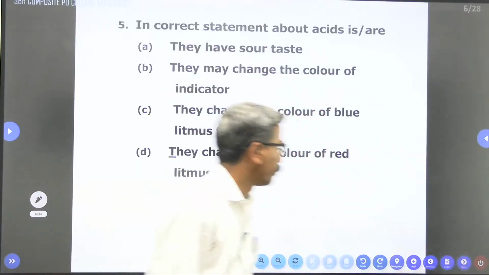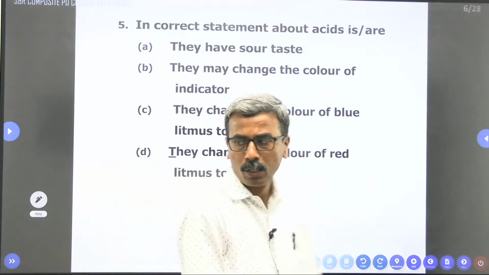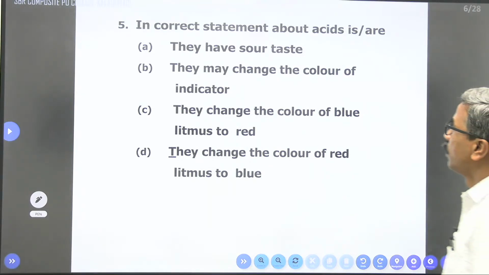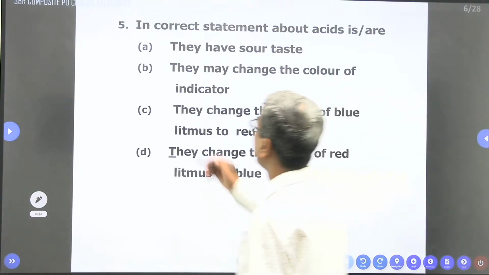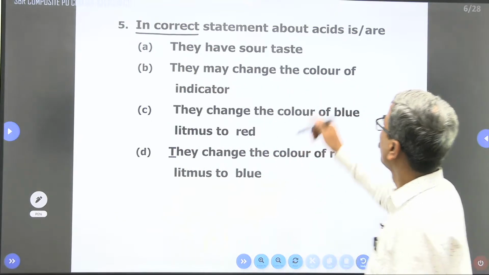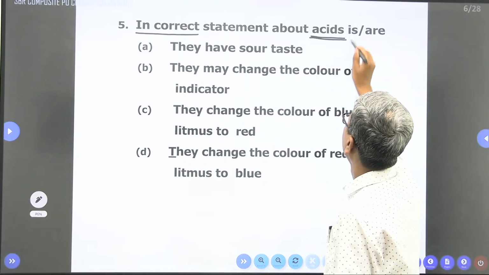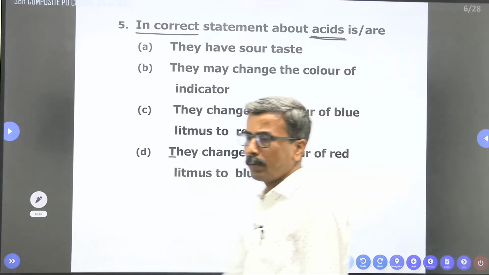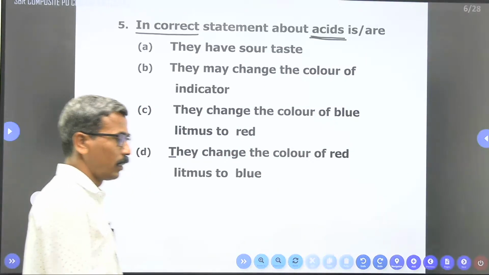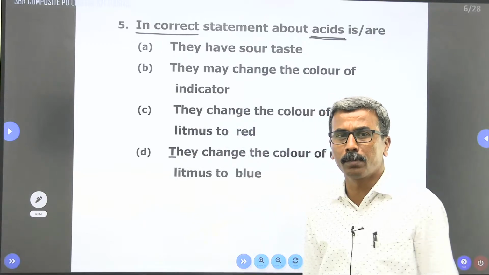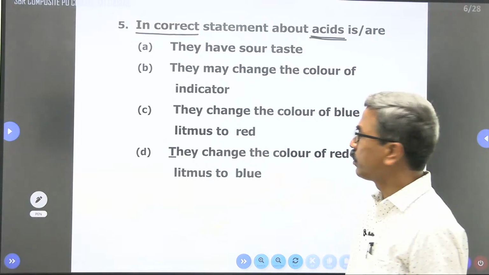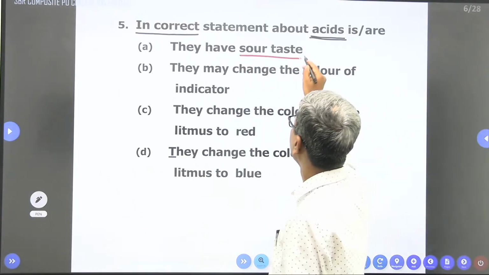Now moving to next. Question number 5. What is the statement of this question? They are asking for the incorrect, that means wrong, statement about acids, maybe one or more than one statement which is incorrect. Suppose you try to recall, I have given some of the characteristic properties of acids. Acids, when you taste, they have got sour taste. This is correct.